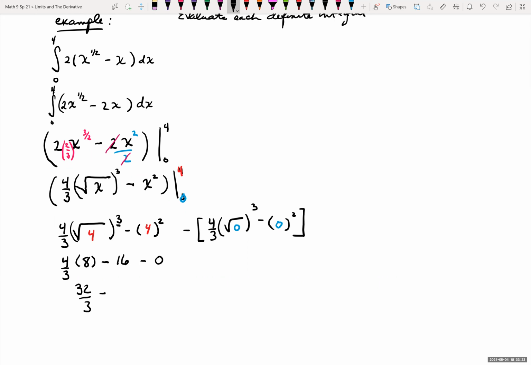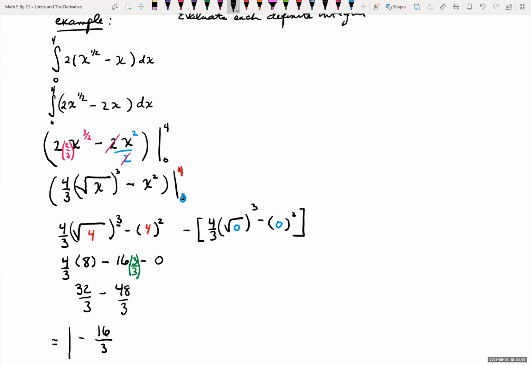32/3 minus, well, I know I'm going to have to combine these, so we might as well get a common denominator as we're right here when we bring it down. So we can multiply 16 by 3/3. So that gives me 48/3. So 32/3 minus 48/3. This gives us back negative 16/3.